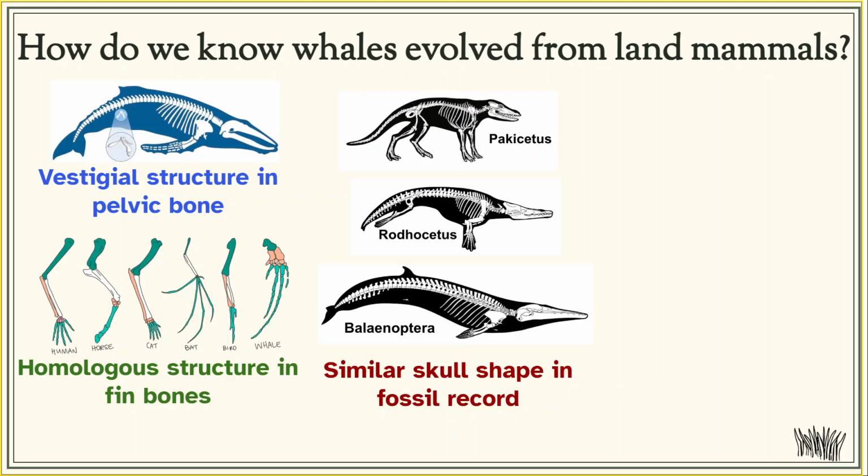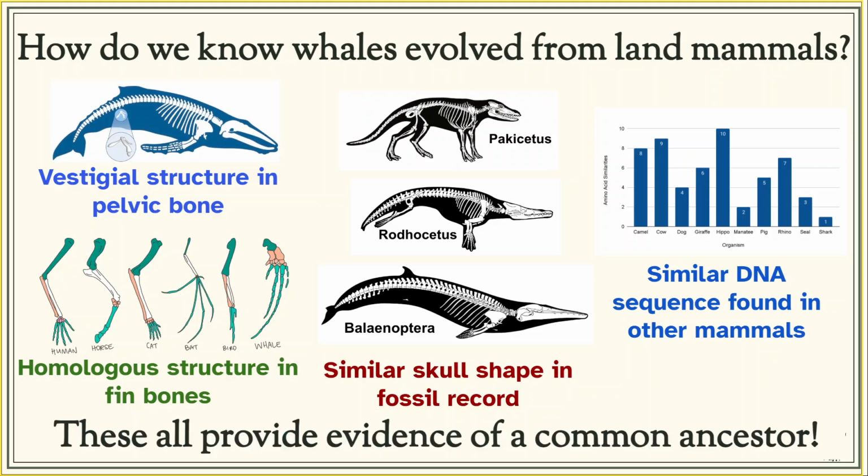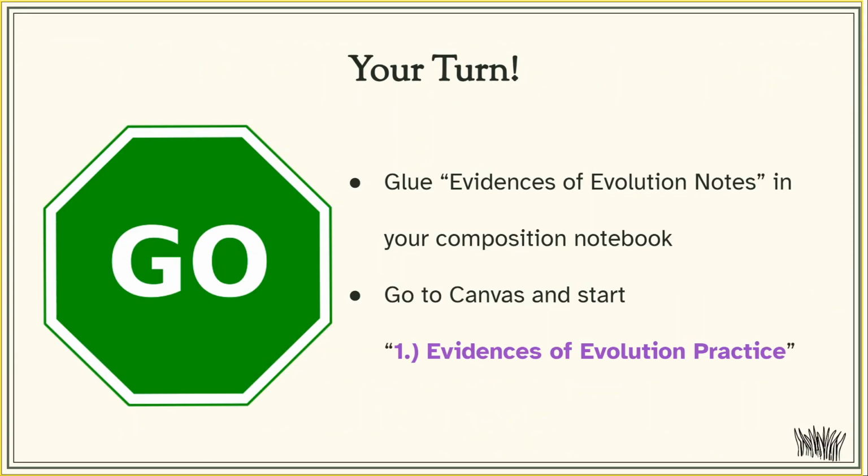We have the fossils. The fossils have similar skull shape across all these fossils, showing us they're connected and they evolved via gradualism because we see they gradually changed. And we have this similar DNA sequence. They have a lot more DNA in common with hippos or land mammals than they do with sharks or fish. So we have all of this evidence that shows us that whales evolved from land mammals, that they had a common ancestor with us. They provide evidence of a common ancestor.